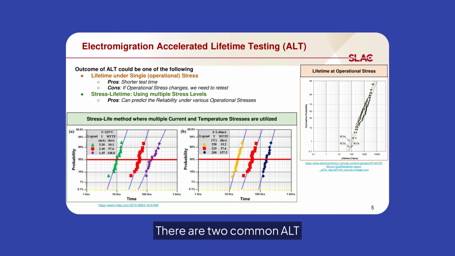There are two common ALT methodologies. Single stress ALT: in this approach, components are tested under a single elevated stress condition until failure. The resulting data provides the lifetime under that specific use stress. However, if the actual operating conditions vary, the test may need to be repeated to capture different stress scenarios. The graph on the right shows an example of ALT results under a single-use stress condition.